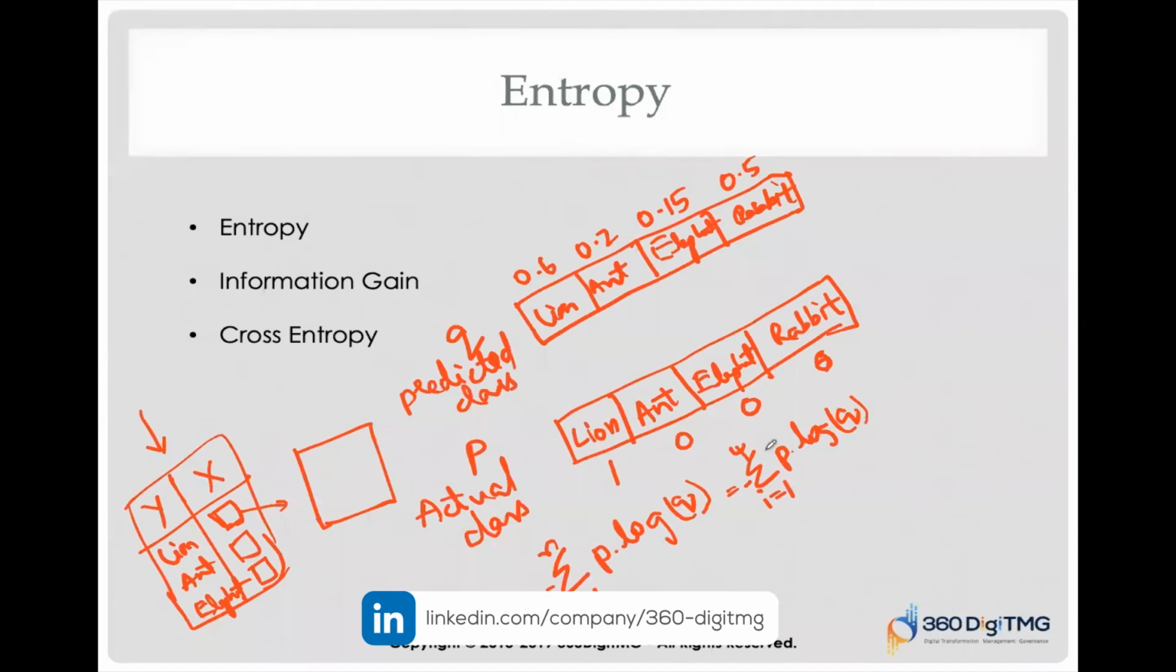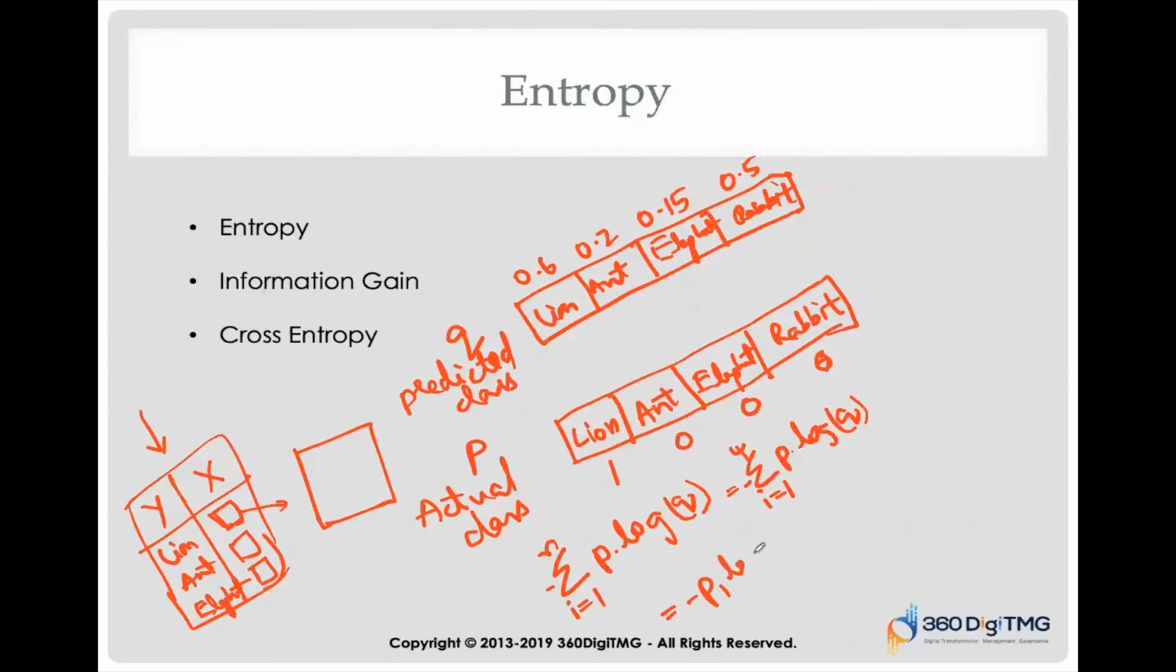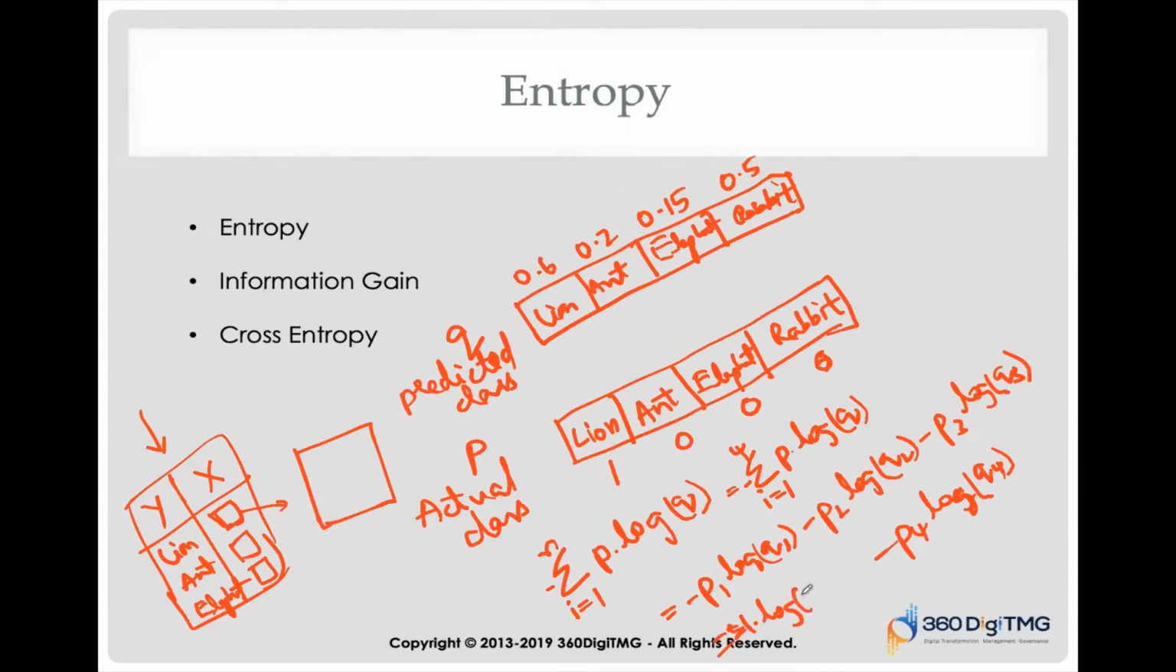So now you keep substituting i equal to 1 here, then you'll get minus p1 into log of q1 minus p2 into log of q2 minus p3 into log of q3 minus p4 into log of q4. This is what you get. All right. Then you look at this. P1 is 1. So it'll be minus 1 into log of 0.6, minus P2 is 0.